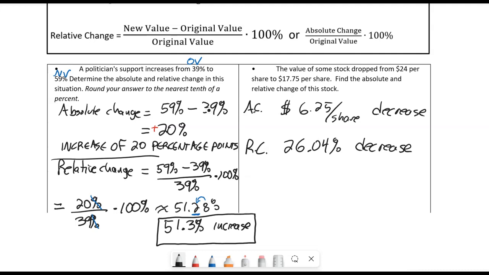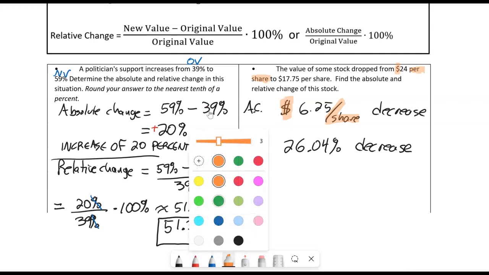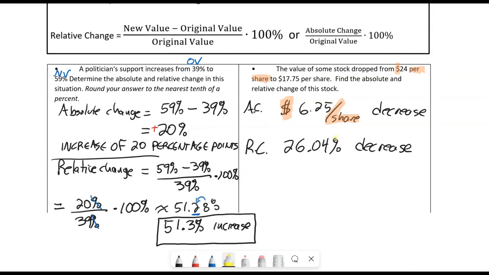All right, now you'll notice the units of the absolute increase are the same as the units of the original numbers, whereas the units of the relative increase are always percent.